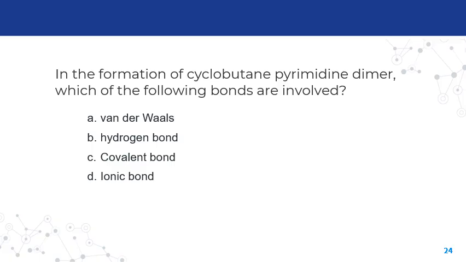All right, so here is another question, and everybody should get that question correct because I just gave you the answer. In the formation of cyclobutane pyrimidine dimer, which of the following bonds are involved? Okay, does anyone need more time? No? I'm going to stop it. What is your answer? C, that is your covalent bond.